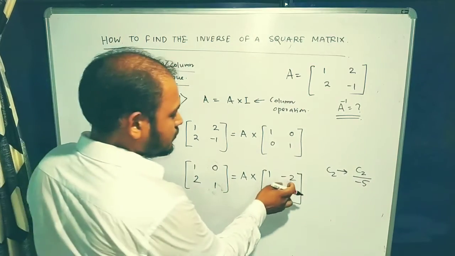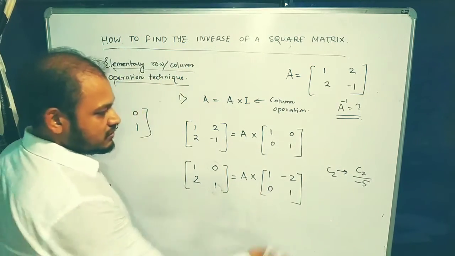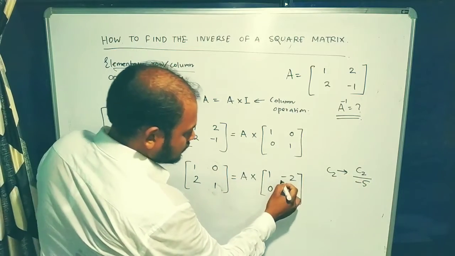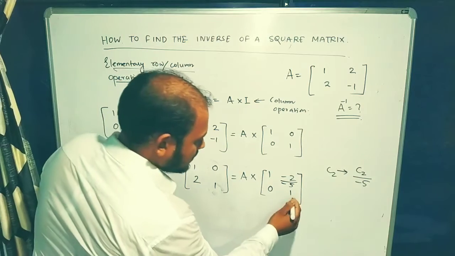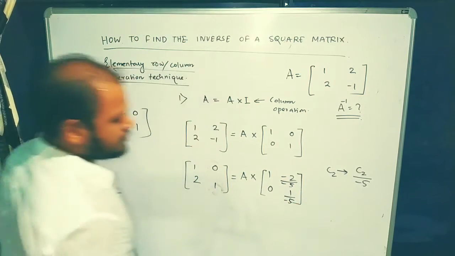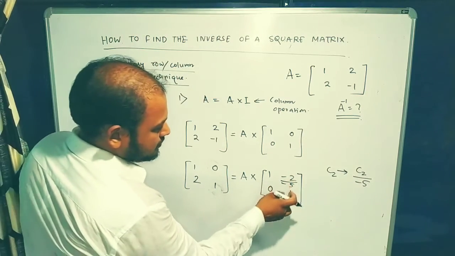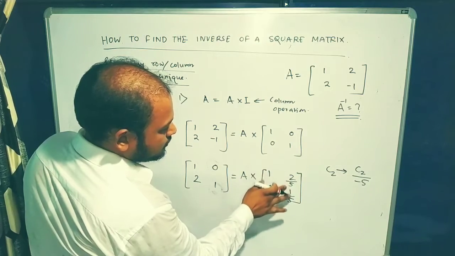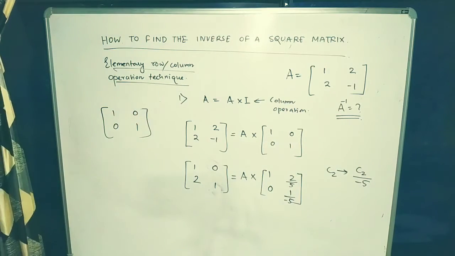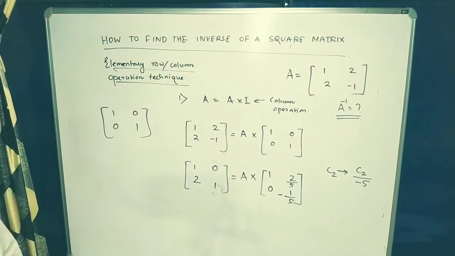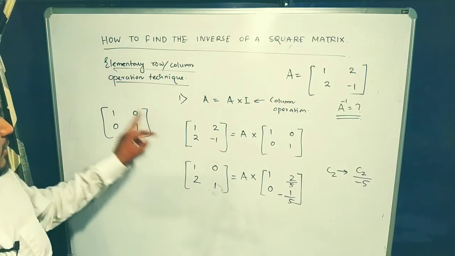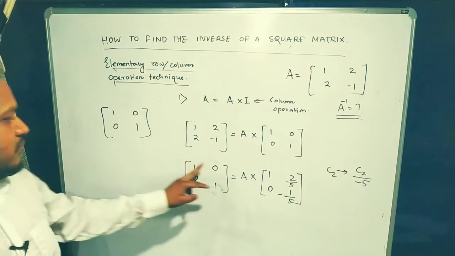In a similar fashion, we have to do this on the second column here. C2 is getting divided by minus 5. So minus 2 divided by minus 5 here. Then 1 also gets divided by minus 5. So minus 2 divided by minus 5 is only 2 by 5. Minus minus cancel out. And 1 by minus 5 is nothing but minus 1 by 5. So after this operation, we are seeing that one of the columns has taken a shape 0 1.